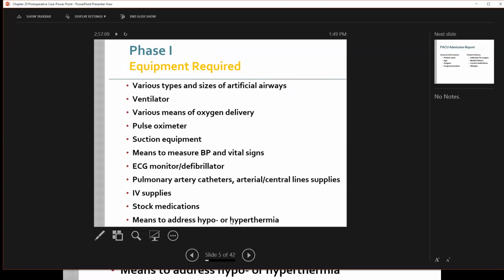Various sizes of blood pressure cuffs are required, with equipment for invasive blood pressure monitoring if the patient has an arterial line. IV supplies and IV fluids may be necessary to replace fluid loss in the OR. Stock medications such as antibiotics, reversal agents, analgesics, medications to control blood pressure and heart rate, and anxiolytics. And then stock items may also include Foley insertion kits, dressing supplies, and NG tube Salem sump supplies.